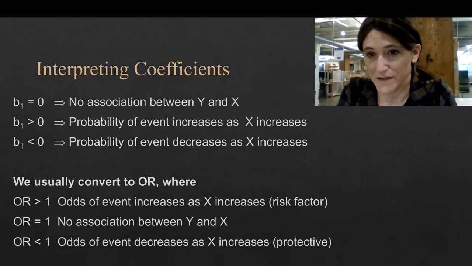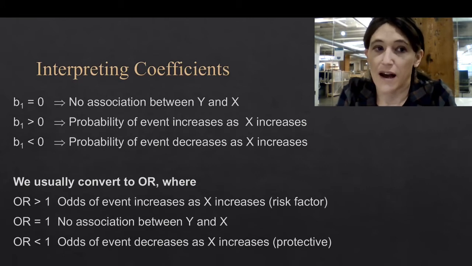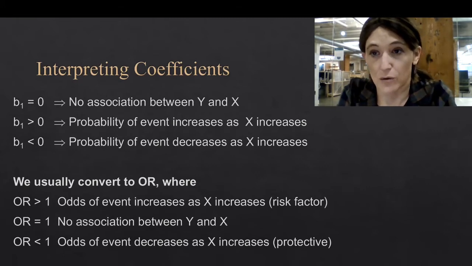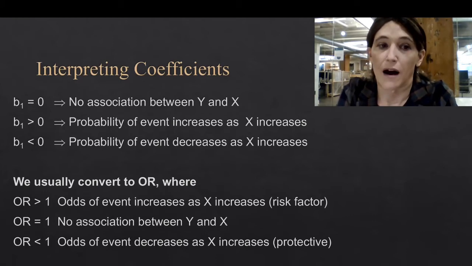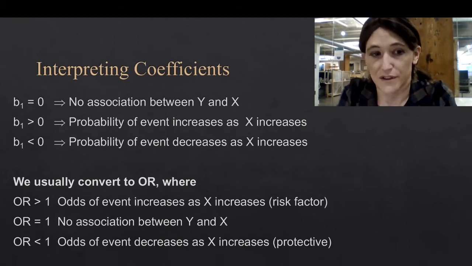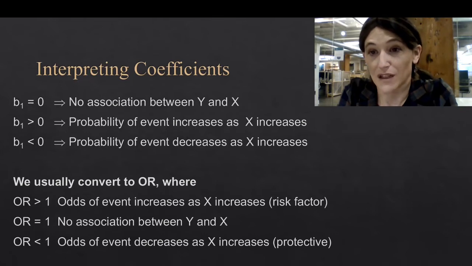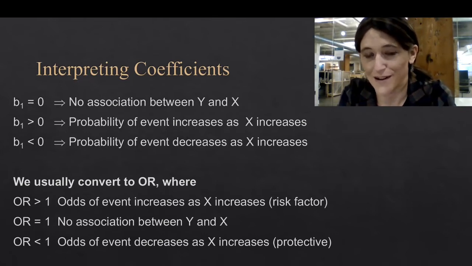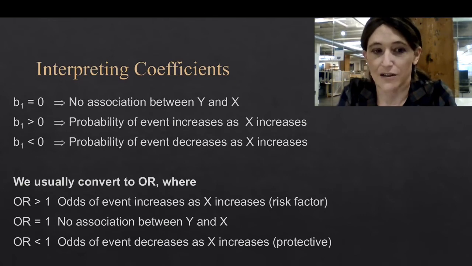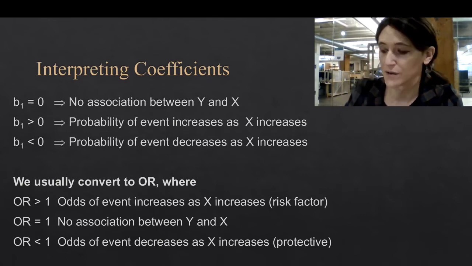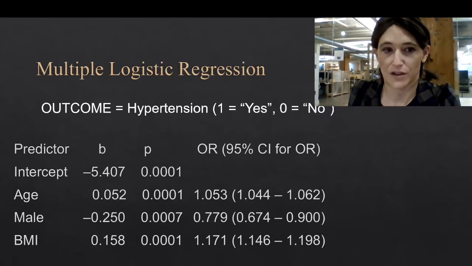So just be mindful of that as you're going between beta coefficients and odds ratios: a negative beta coefficient will translate to an odds ratio below 1. A positive beta will result in an odds ratio greater than 1. And an odds ratio around 1 will be close to 0 as far as the beta coefficient. But like I said, more often than not, we rely on looking at the odds ratios. So we don't generally interpret the beta coefficients.